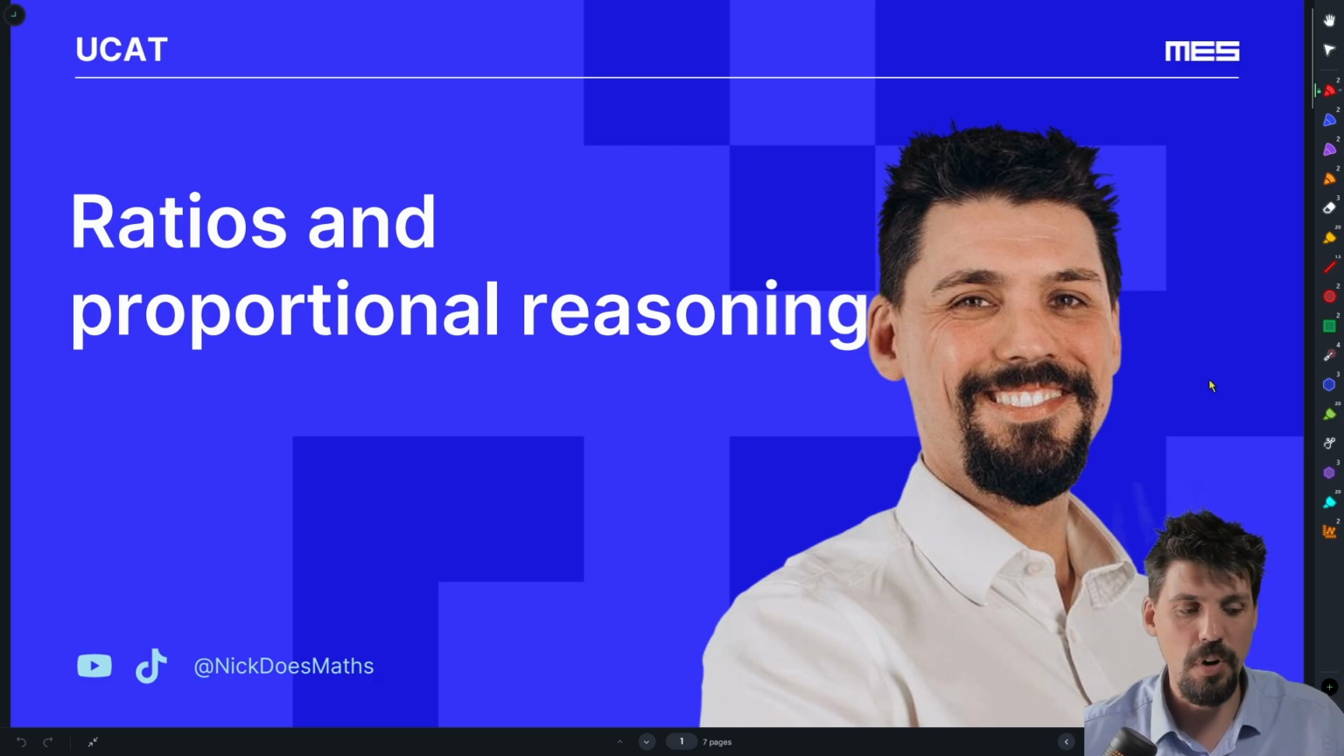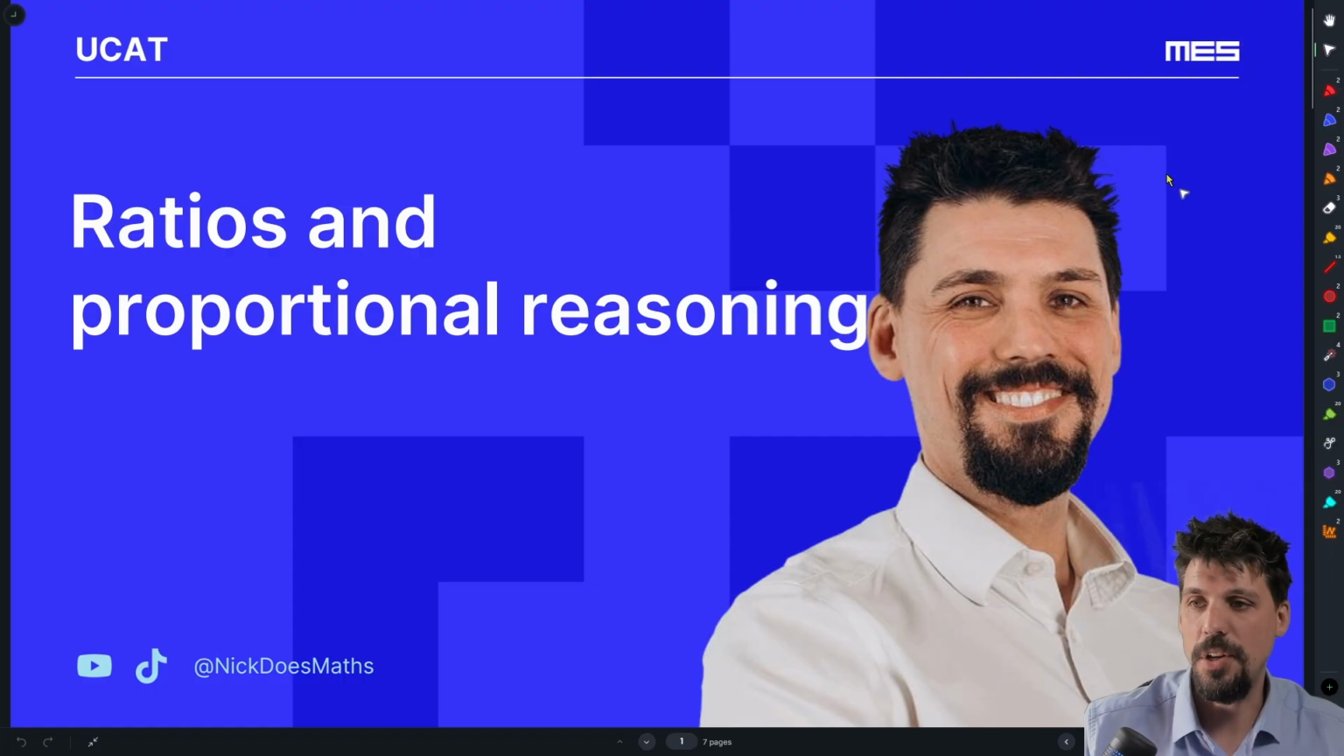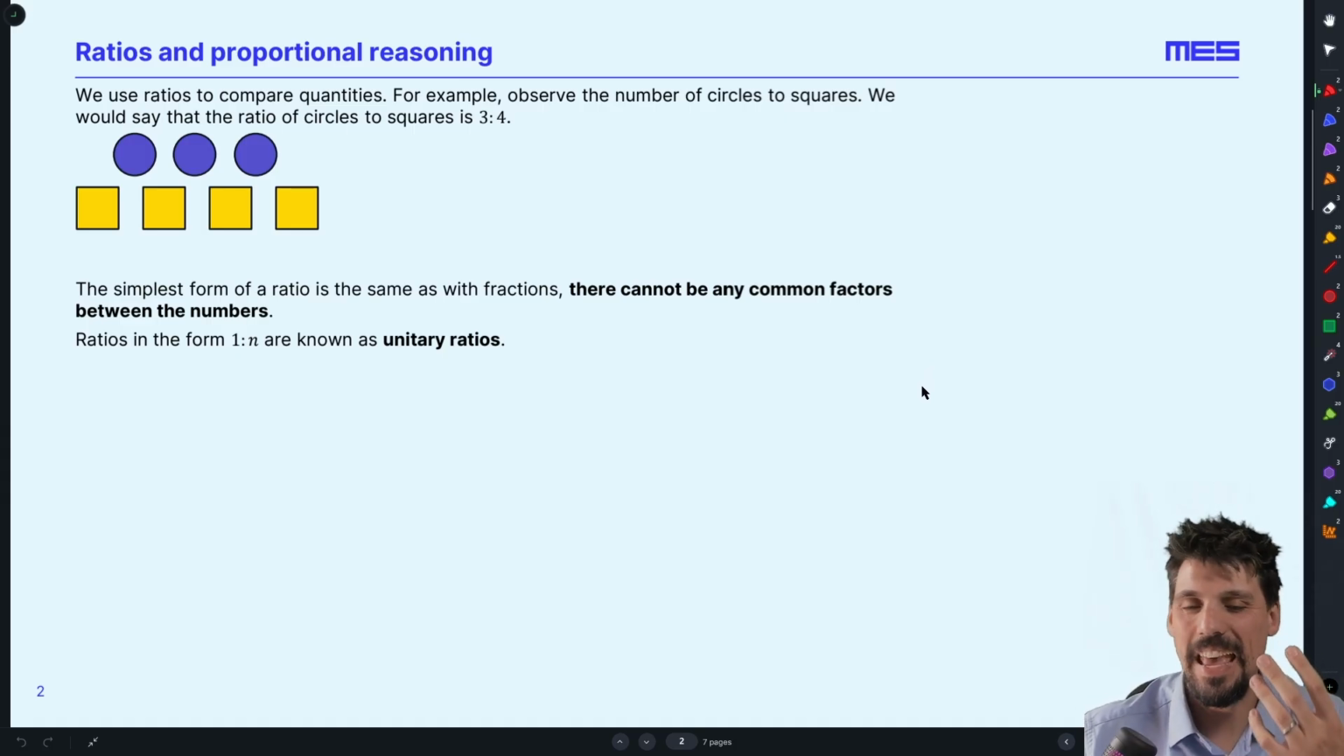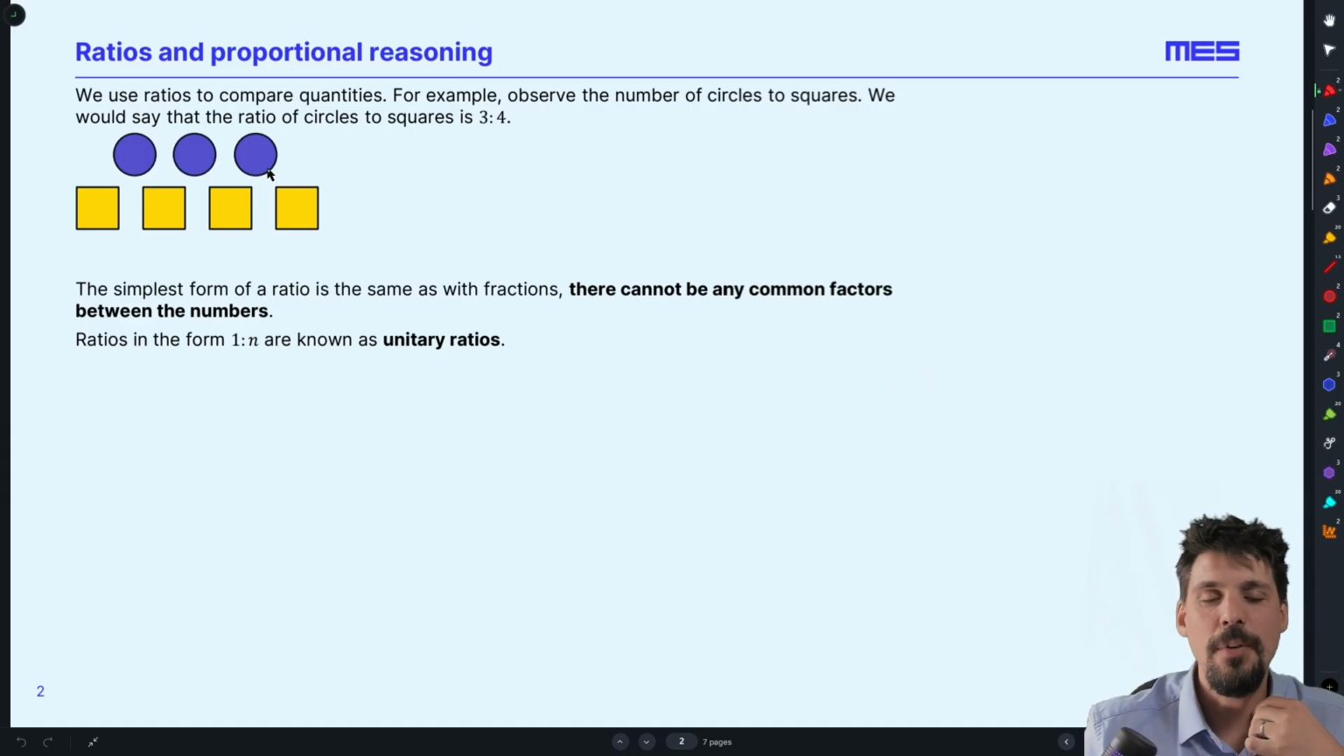Let's talk ratios. Now, what is a ratio? Simply put, a ratio is just a way that we use to compare quantities, and it is again very intuitive. If I have 3 circles to 4 squares, I can write that as a ratio of 3 to 4. Now, very important that we say circles to squares, we read left to right. All right, so if it's A to B, we're going to write it as A to B in that way round.